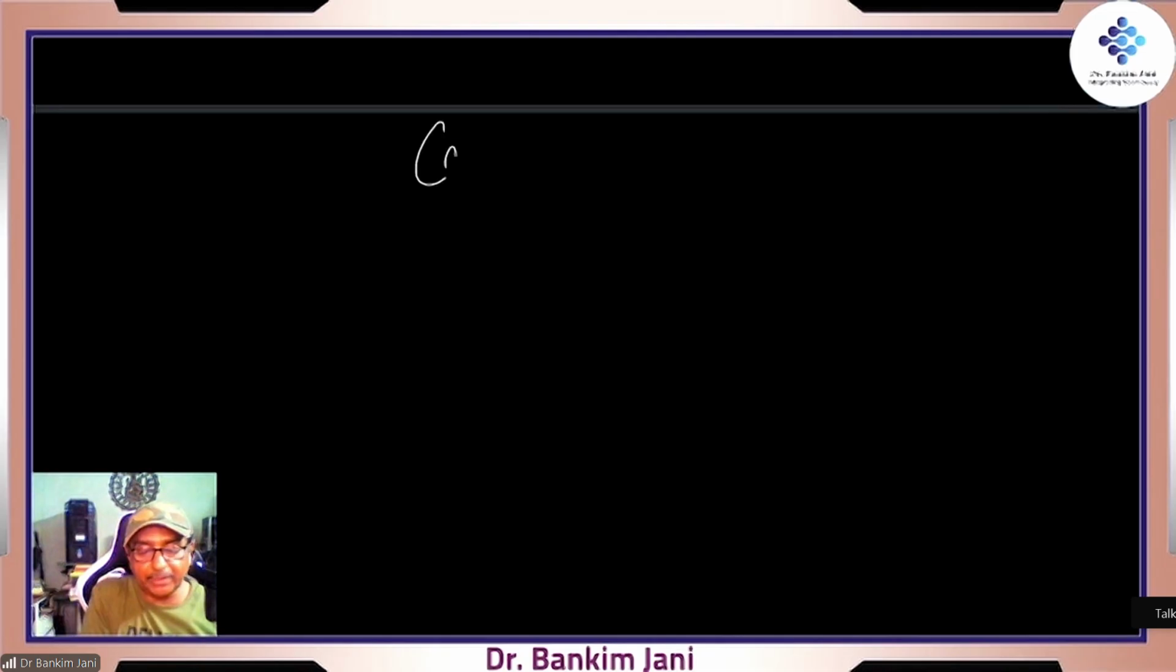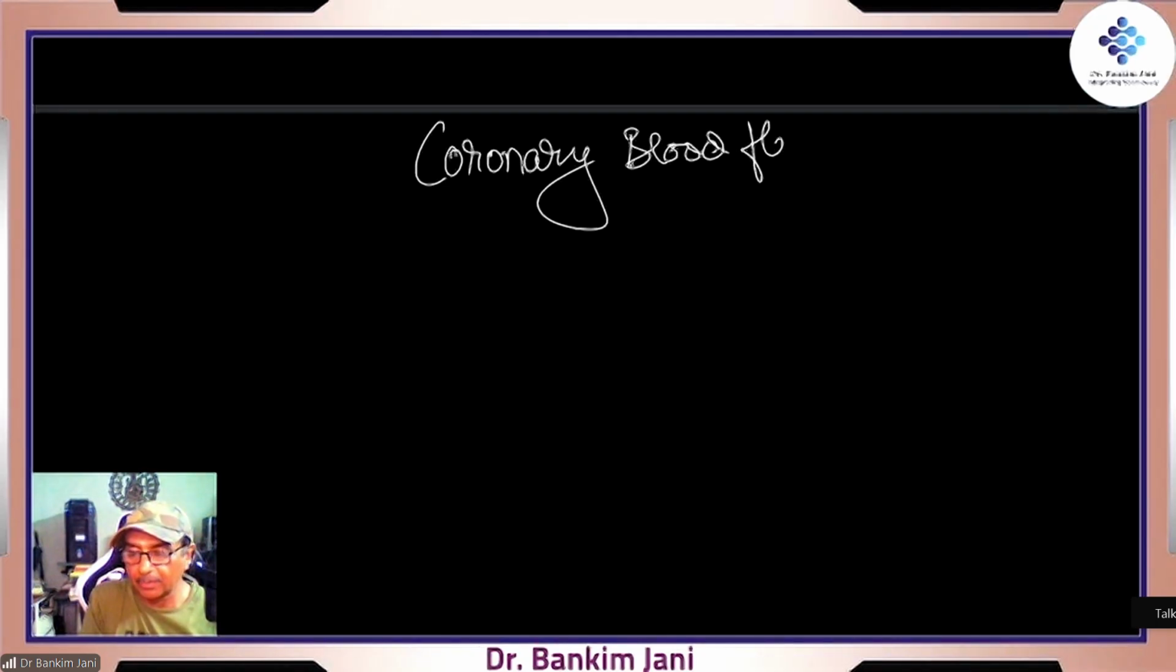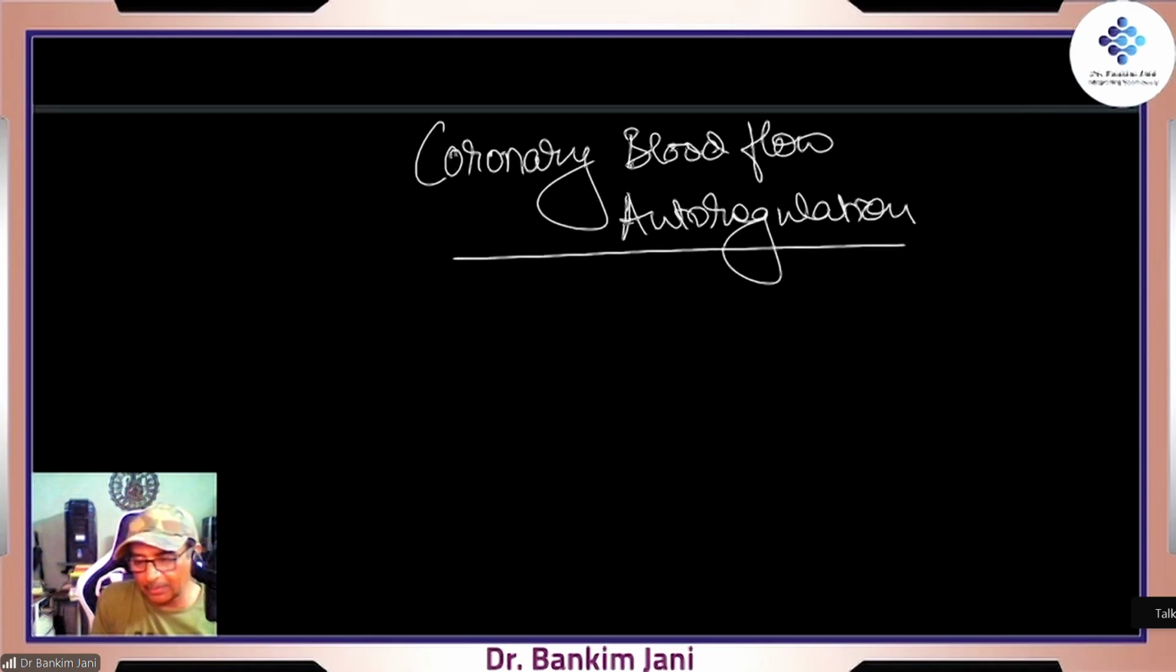So coronary perfusion, or the coronary blood flow. This is coronary blood flow autoregulation. In this, you have to remember just one point, and that is adenosine. Just the adenosine. When we say the left ventricular coronary blood flow, you get this in ventricular diastole.